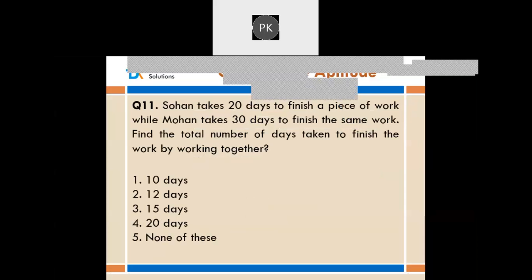Sohan takes 20 days to finish a piece of work, while Mohan takes 30 days to finish the same work. Find the total number of days taken to finish the work by working together. So how much time do they take to complete the work if they work together?